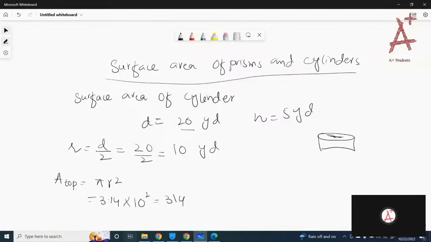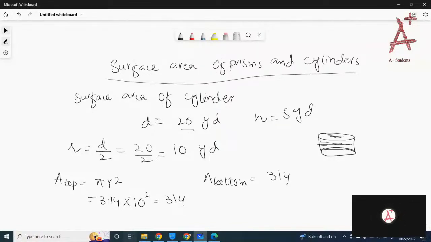Got it? Now you have to find the area of the bottom. The bottom is exactly like the top. So when the area of the top is 314, the area of the bottom is also 314. Got it? Now find the area of the curved surface.